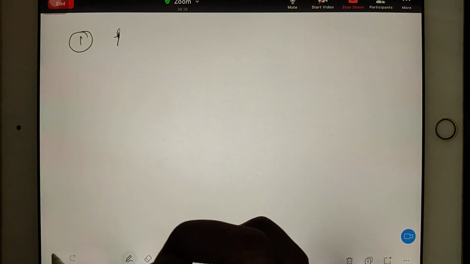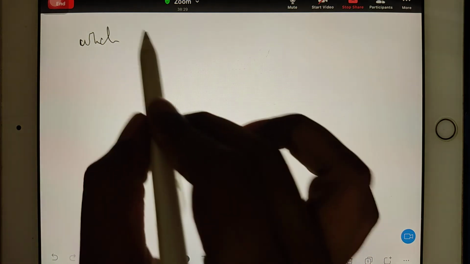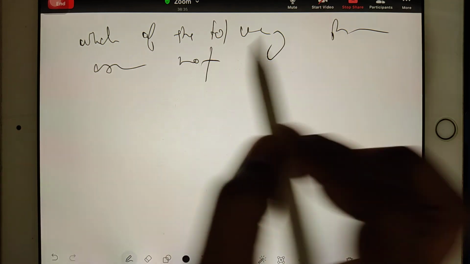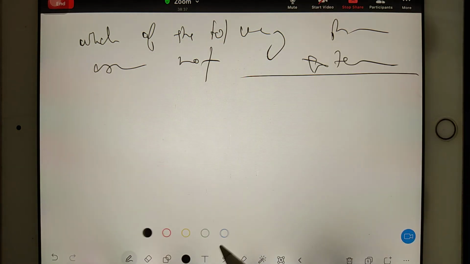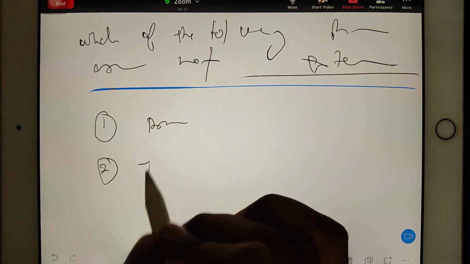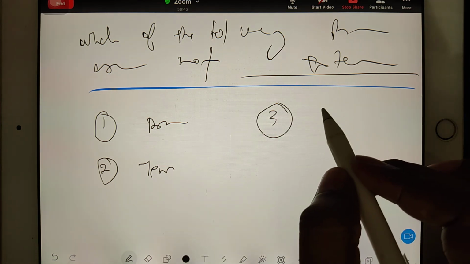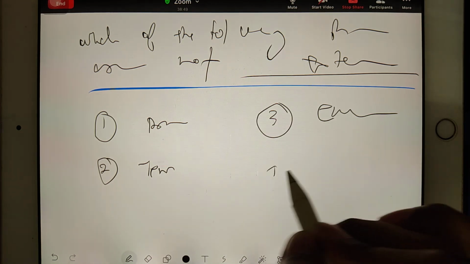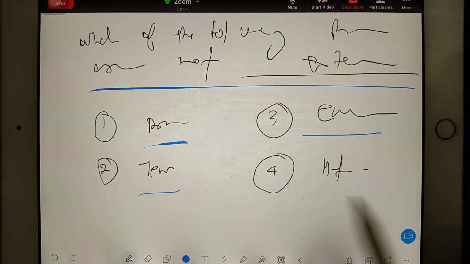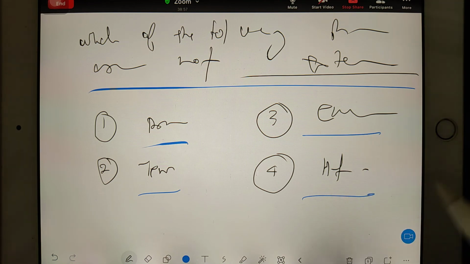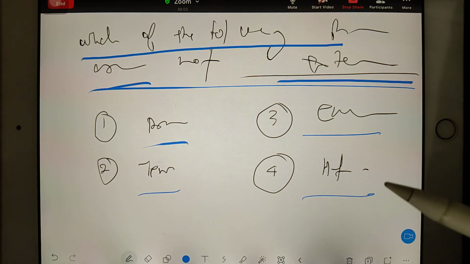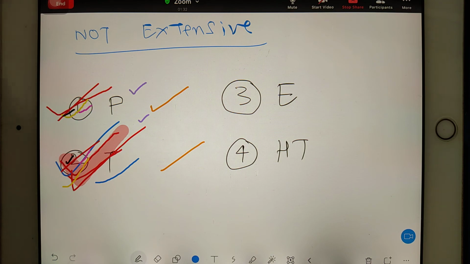Okay, I am giving you a question. Which of the following properties are not extensive? Option 1, pressure. Option 2, temperature. Option 3, energy. Option 4, heat transfer. So pressure, temperature, energy, heat transfer. Now you tell me, tick on my screen, which of the following properties are not extensive? More than one option can be correct. Do fast.